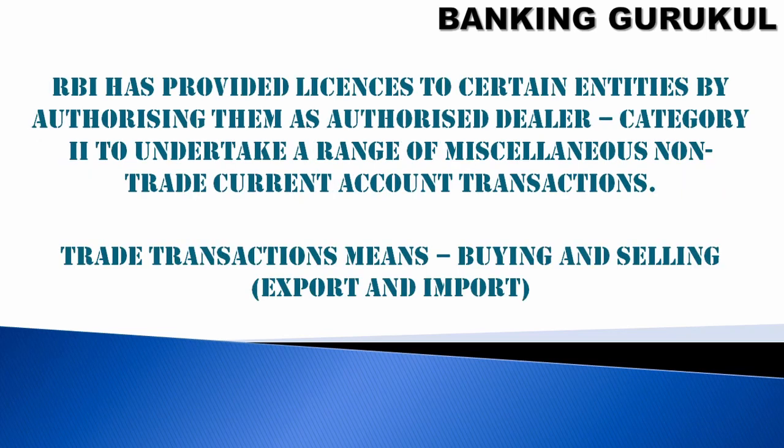RBI has provided licenses to certain entities by authorizing them as authorized dealers. Already we have discussed, only authorized dealers can do foreign exchange transactions. Category 2 dealers undertake a range of miscellaneous non-trade current account transactions. So these authorized dealers can do non-trade transactions, meaning there won't be any trade related to these transactions.